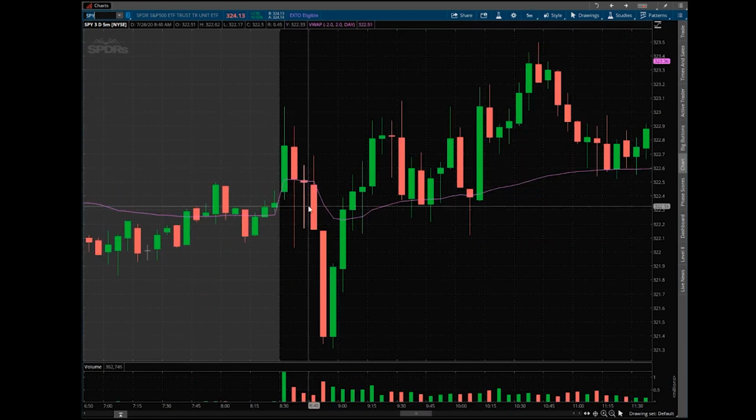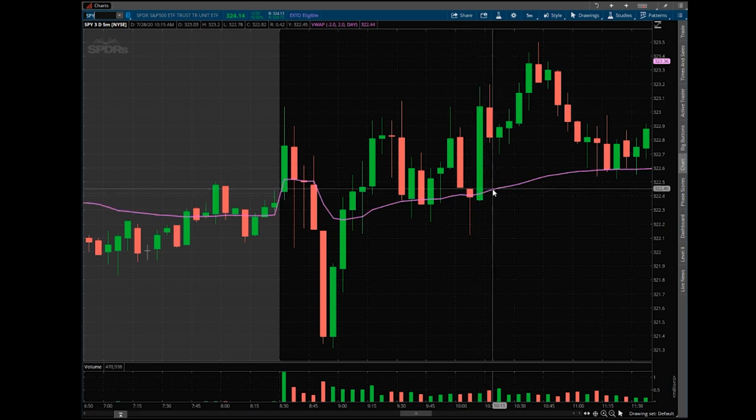So SPY here, you can see this is a 5-minute chart. You can see here, it was holding VWAP. You can see in the first hour and a half, it really didn't matter.